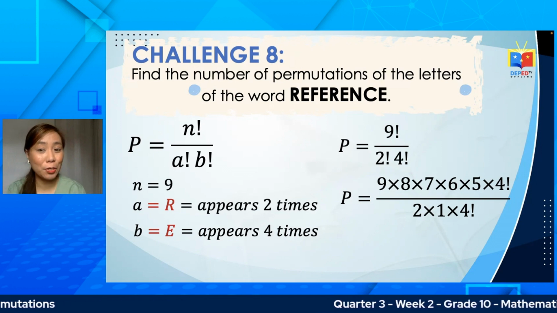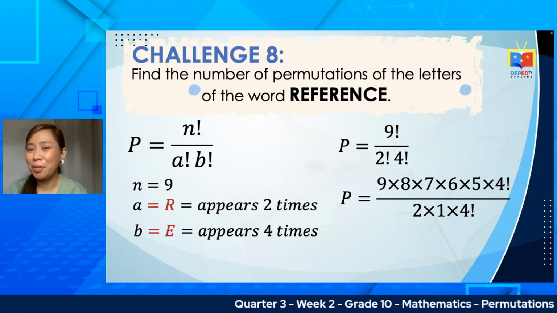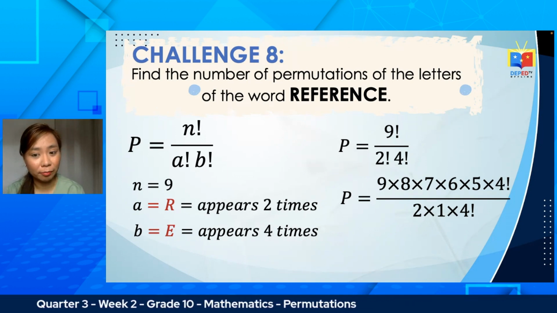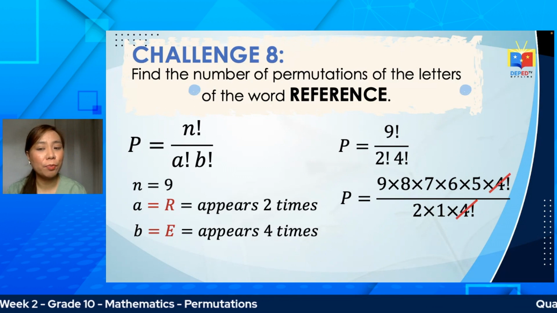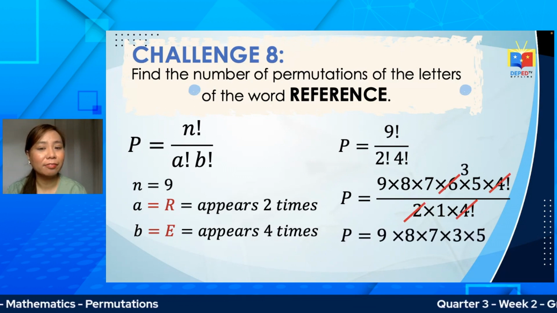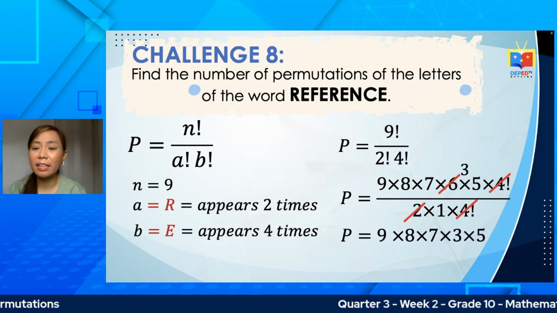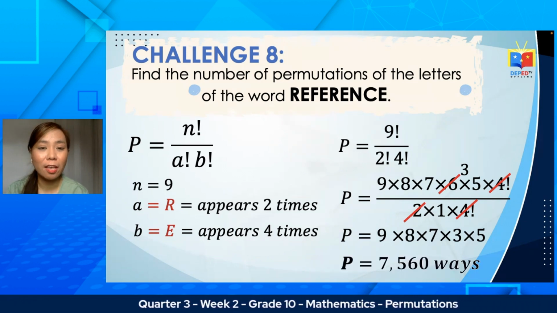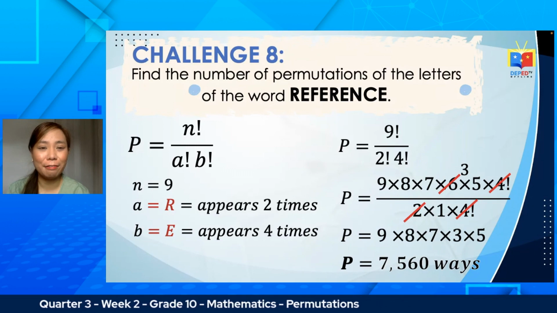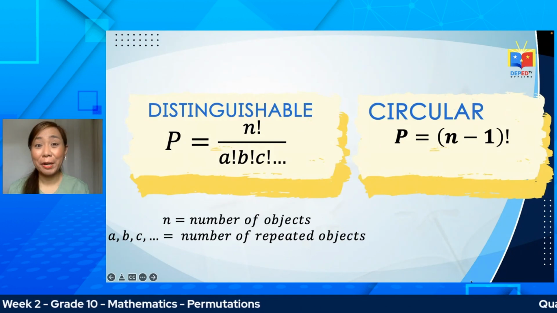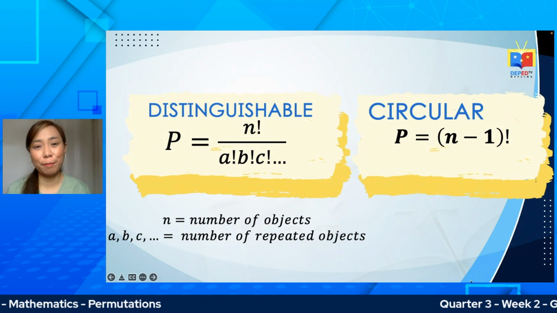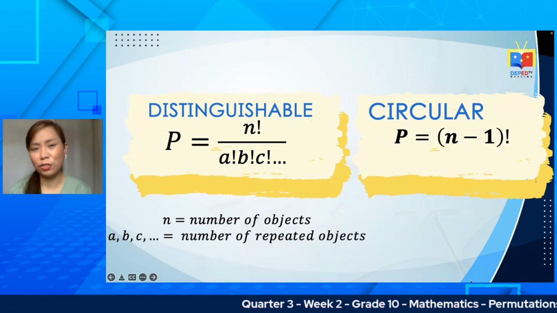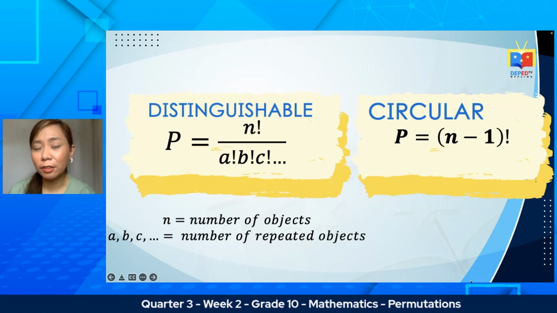So substituting this to your formula, you have 9 factorial over 2 factorial, 4 factorial. And simplifying, you will be able to get 9 times 8 times 7 times 3 times 5, which is 7,560 ways.